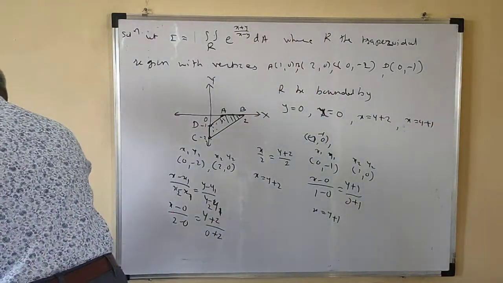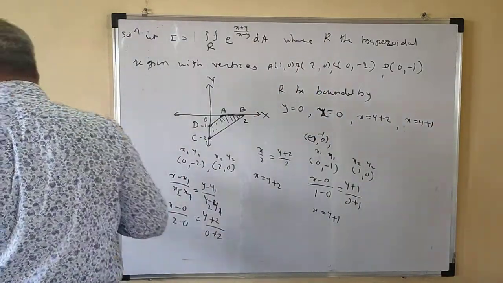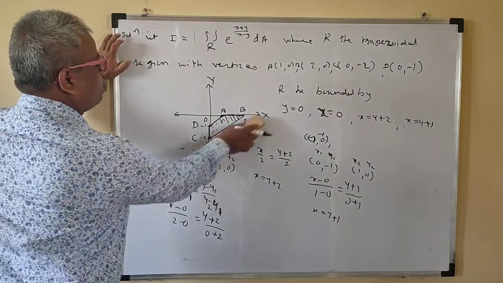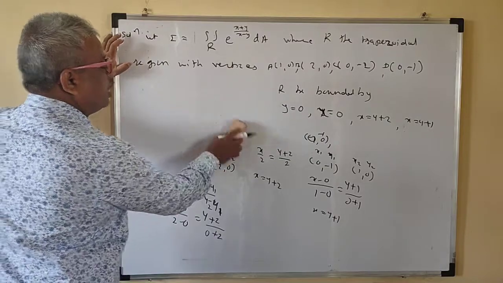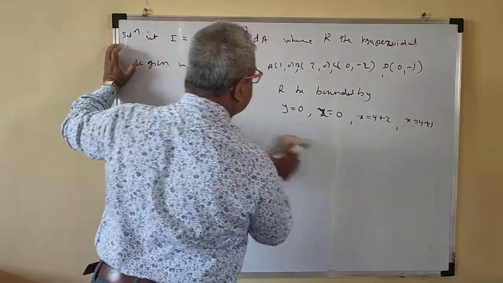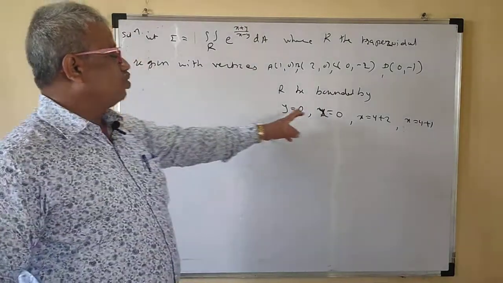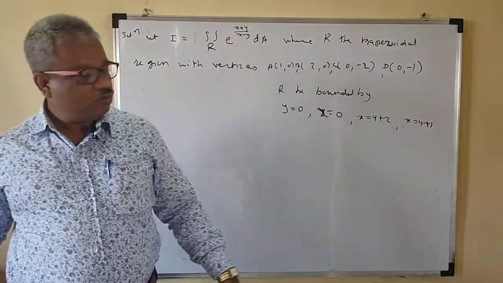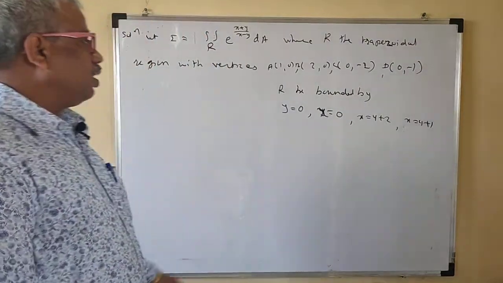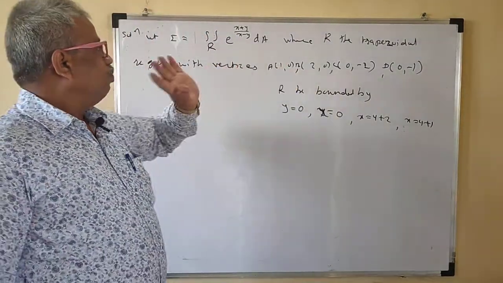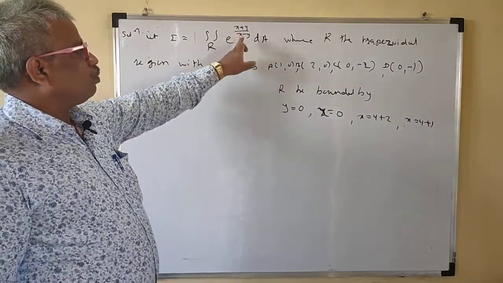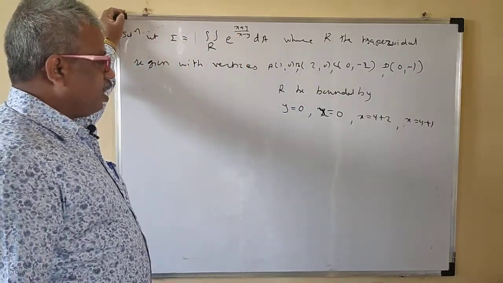These are your equations. Now we don't need this anymore. So your region of integration is bounded by x equal to 0, y equal to 0, x equal to y plus 2, and x equal to y plus 1. So we have the region now. Now see here, e raised to x plus y upon x minus y.